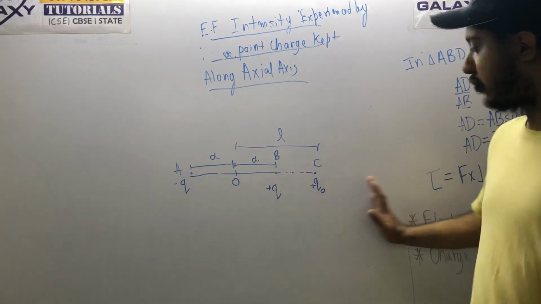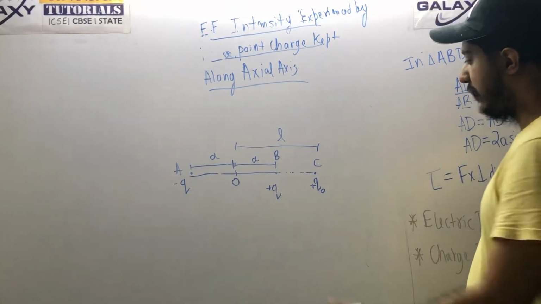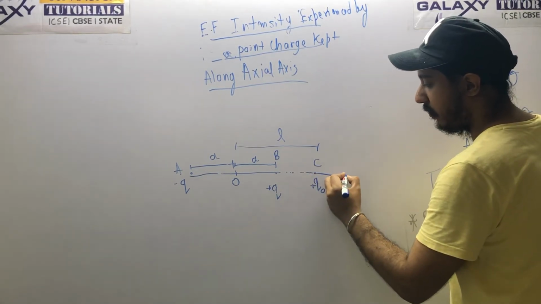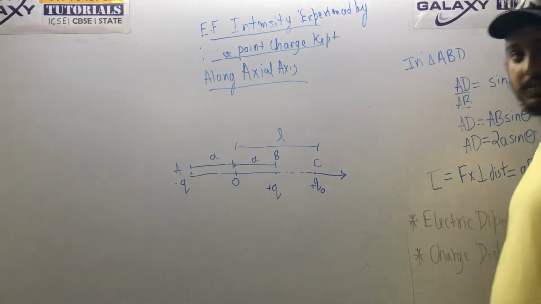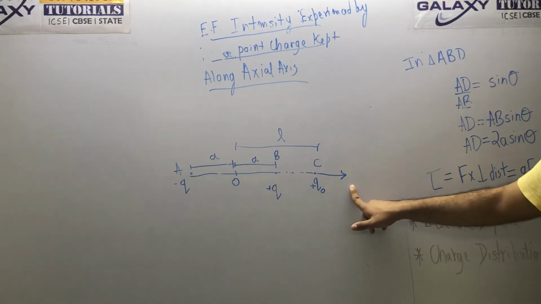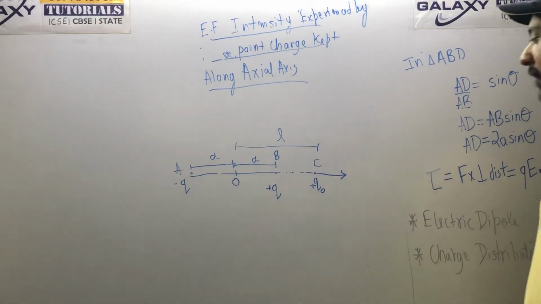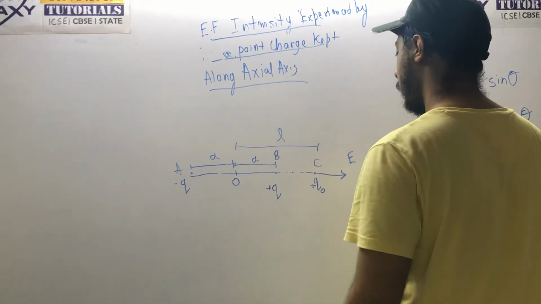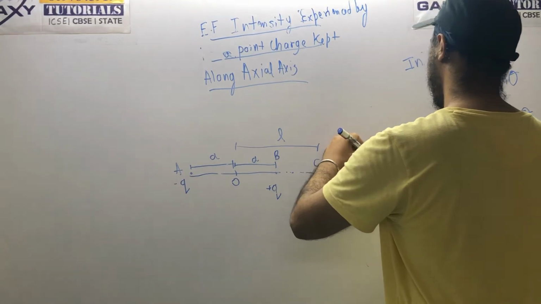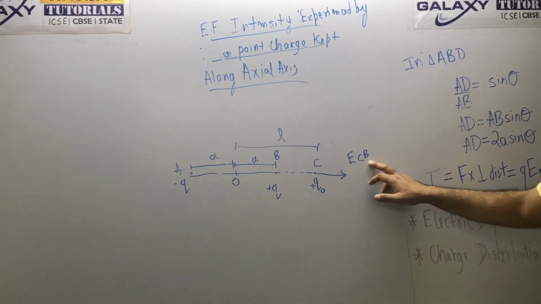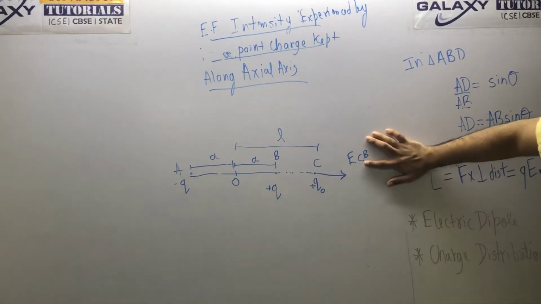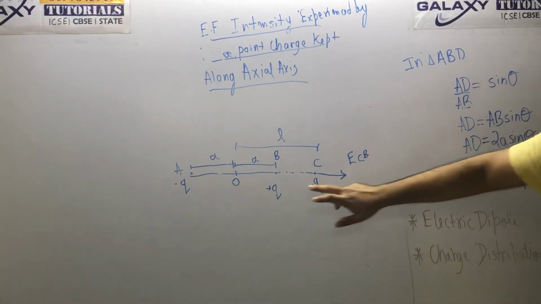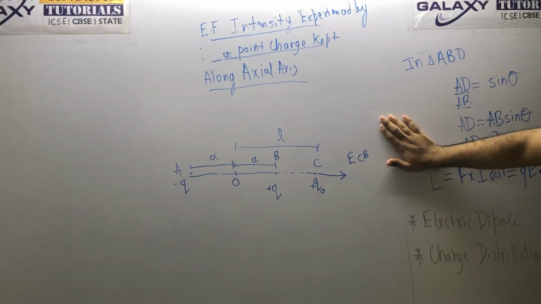It will try to push this out. Yes. So in which direction will q naught experience a force? It will experience a force in outward direction. Yes, it will experience a force in outward direction. Okay, and I will give the name to this force, that will be ECB. ECB means electric field intensity acting on point C due to the charge kept at point B.